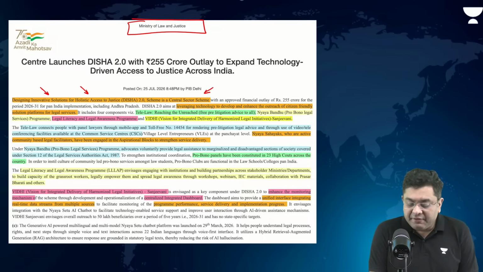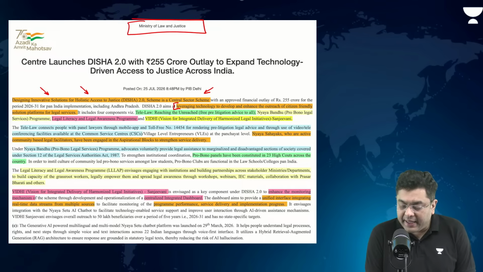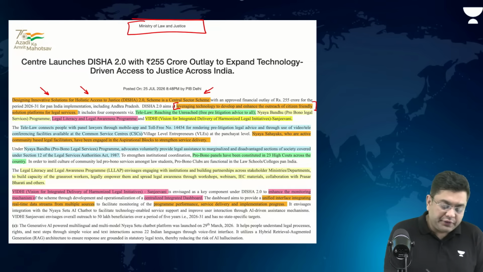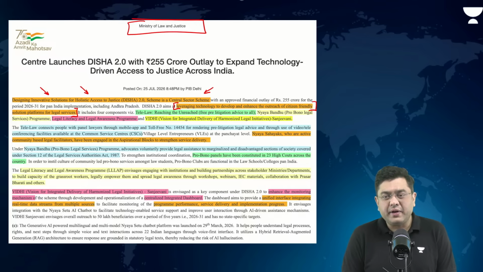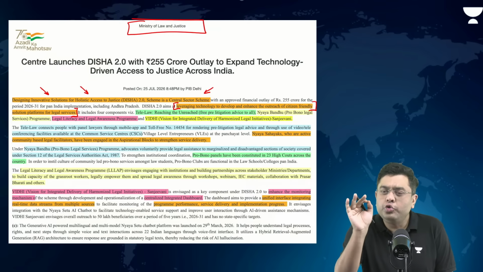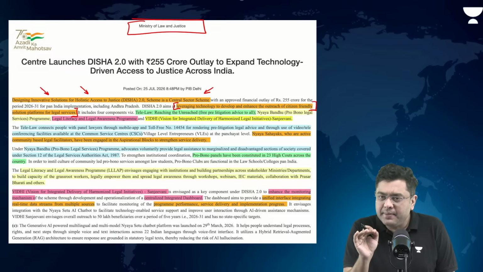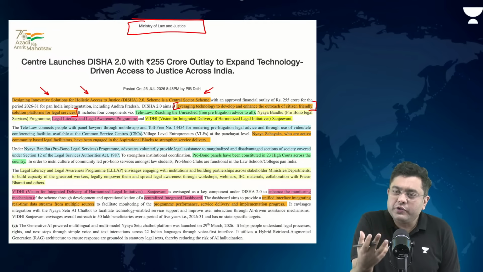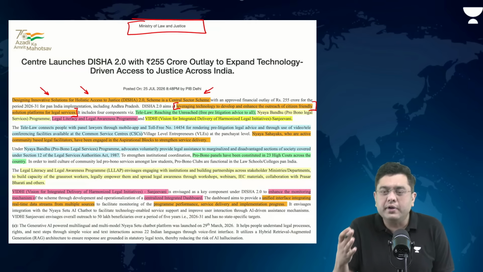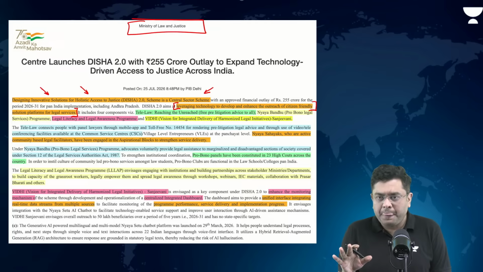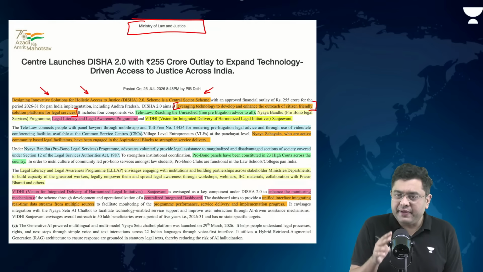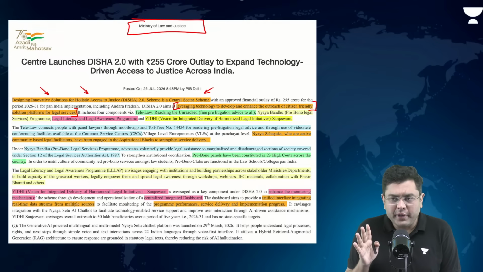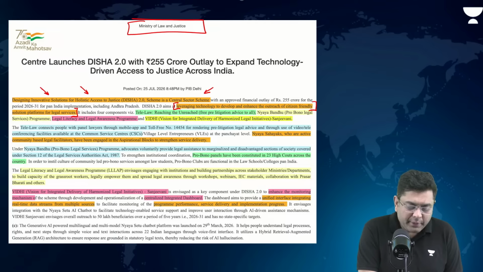Now, here, leveraging technology to develop and enhance the outreach of a citizen-friendly solution platform for legal services. Okay, using technology as a medium to ensure that the citizens get access to the legal services in the easiest fashion. That is Disha. Okay, now this is Disha 2.0. This is basically where it has got four subcomponents. What are the four subcomponents?